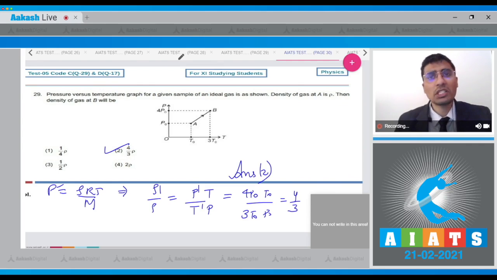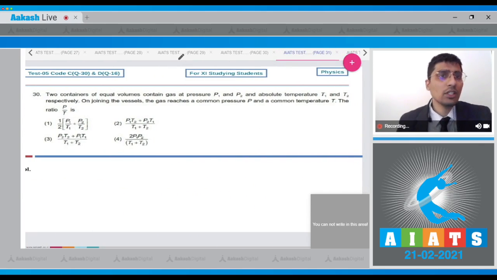Now moving on to question 30. In question 30, 2 containers of equal volumes contain gas at pressures P1 and P2 and absolute temperatures T1 and T2. The gases are joined and the gases reach a common pressure P and a common temperature T. The ratio P by T is to be calculated.